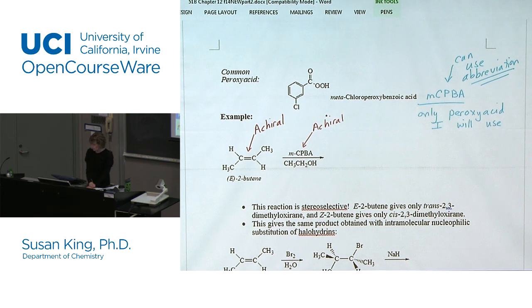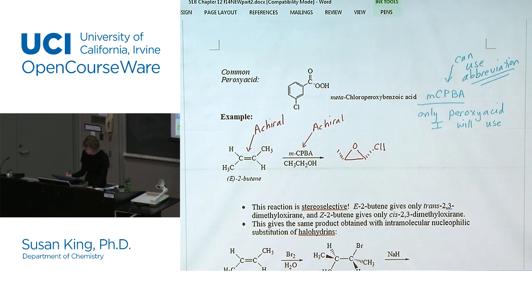So if we react achiral reagents, so we have no chiral influence and we're making a new stereocenter, then we must get a racemic mixture. We must get a racemic mixture. So we're going to get a pair of enantiomers. So let me draw the two enantiomers. How do we get a pair of enantiomers? Oxygen can come in from the top or the bottom here.